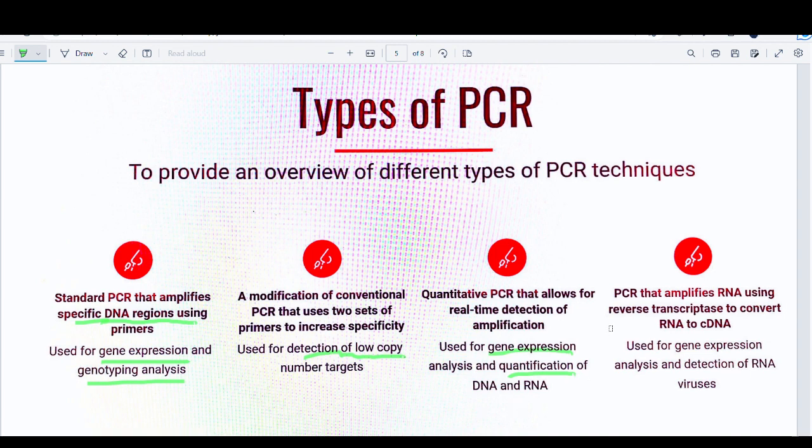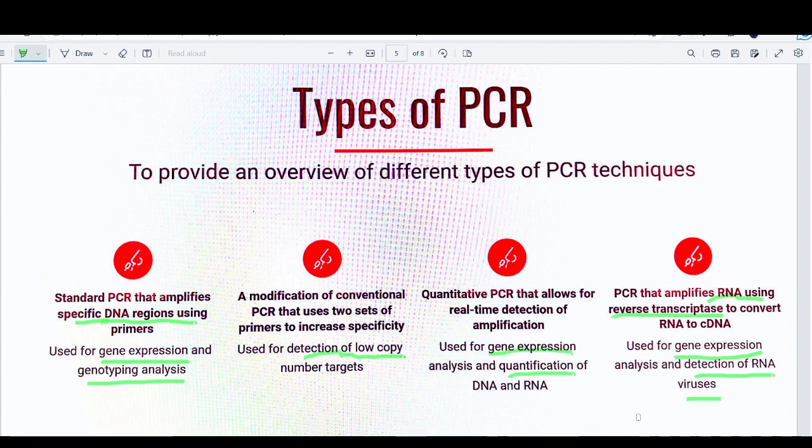The last type, which is very important, was used at the COVID time. This type of PCR amplifies RNA, using a reverse transcriptase to convert RNA to DNA. It is used for gene expression analysis and detection of RNA viruses.